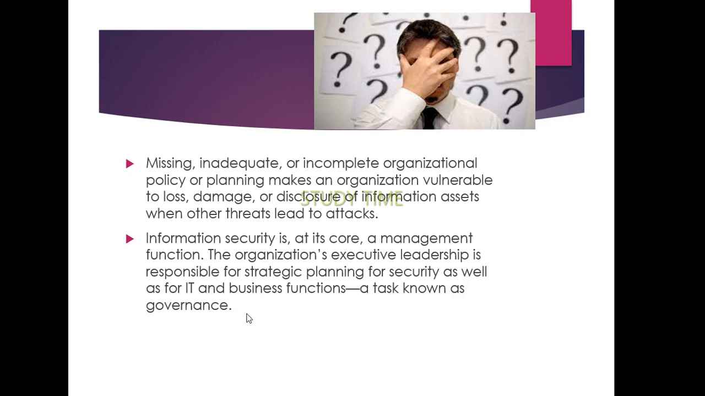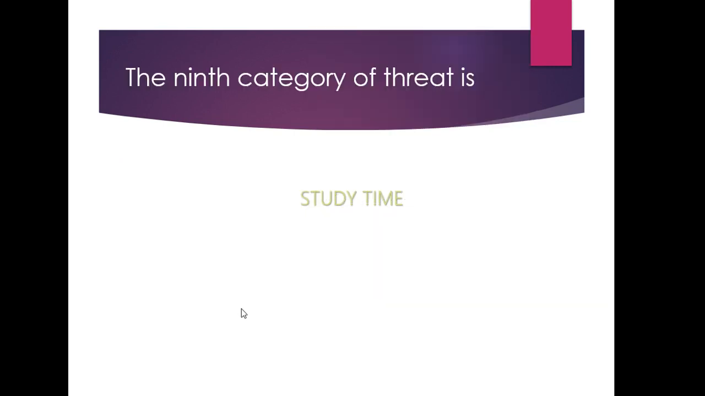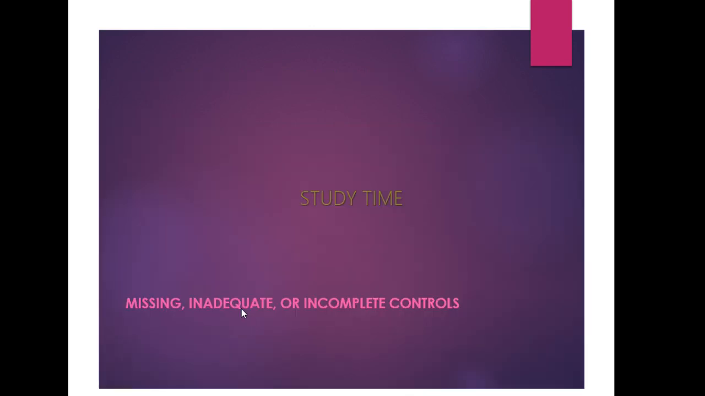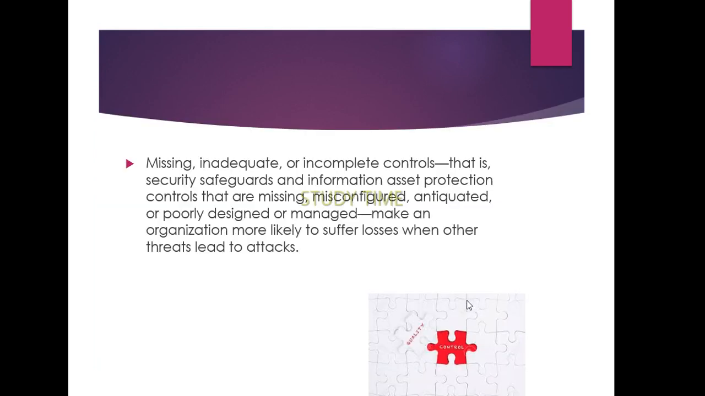The organization's executive leadership is responsible for strategic planning for security as well as for IT and business functions, a task known as governance. The ninth category of threat is missing, inadequate, or incomplete controls. Missing, inadequate, or incomplete controls, that is, security safeguards and information asset protection controls that are missing, misconfigured, antiquated, or poorly designed or managed, make an organization more likely to suffer losses when other threats lead to attacks.